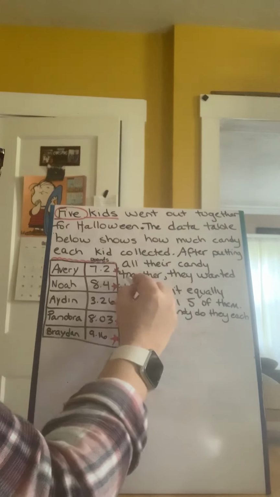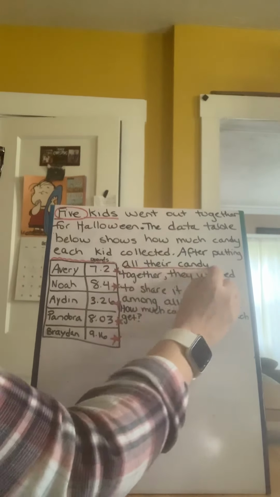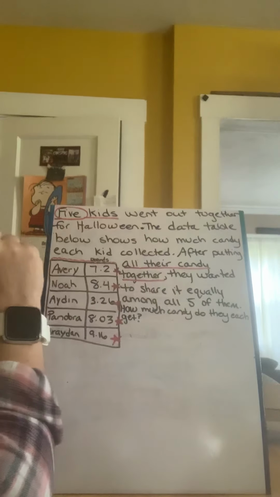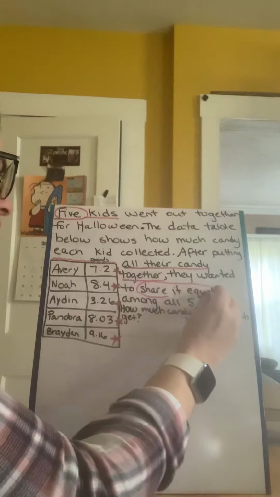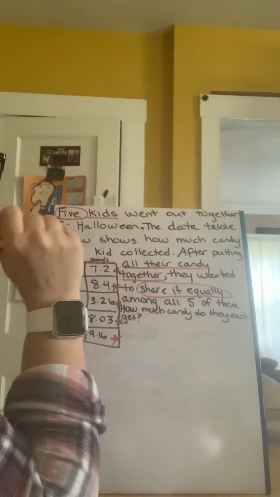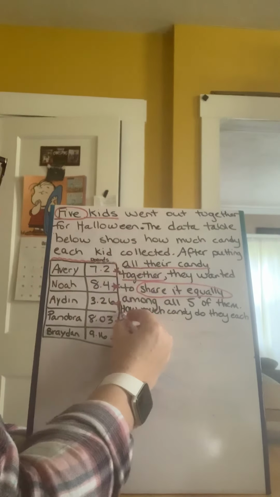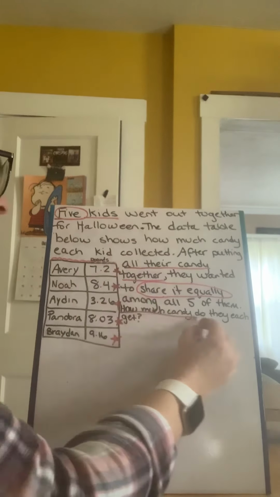After putting all their candy together, so all their candy together, they wanted to share it equally. We'll circle share it equally among all 5 of them. And then our final question is, how much candy do they each get?